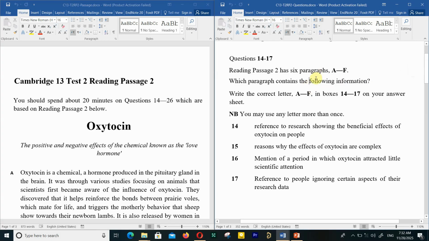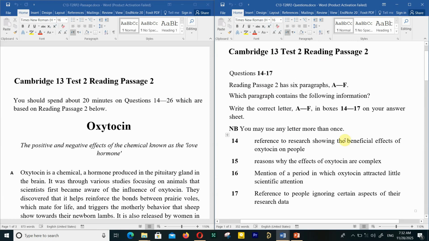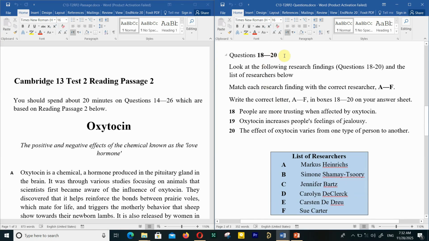This is something like a list of headings, so I'm going to leave that to the end, and I'm going to use some of the information from the previous questions to solve it. It's really important to leave that to the end, because at the beginning it's really difficult and it's going to drain your brain and burn out much of your time. Now, questions 18 to 20.